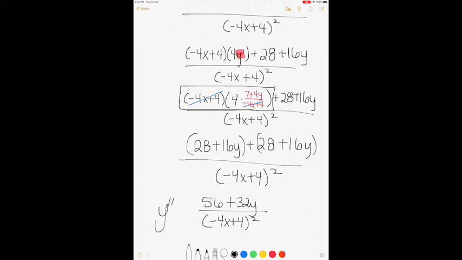And there we have it. We might be able to factor it a little bit more. I mean, we could take the GCF of 56 and 32 out, but no need.